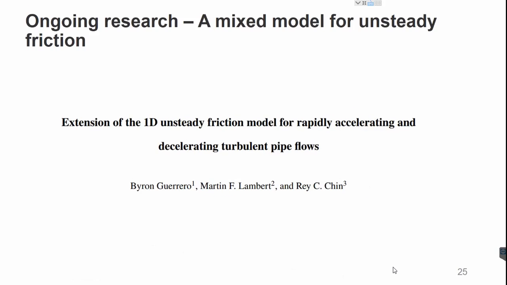This study has recently been submitted to the Journal of Hydraulic Engineering. Same authors here. And actually, we recently got a letter from Alan Vardy, who is the author of the most popular unsteady friction model we have now. He read our manuscript, and he's very happy with the results, and he wants to contribute with us. So that's good news for us.